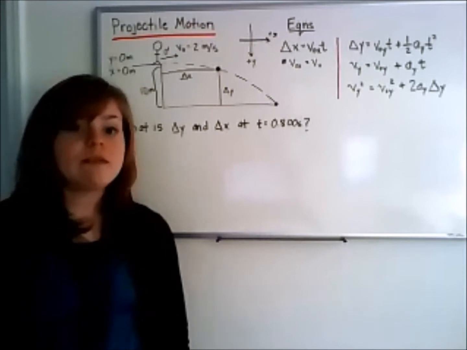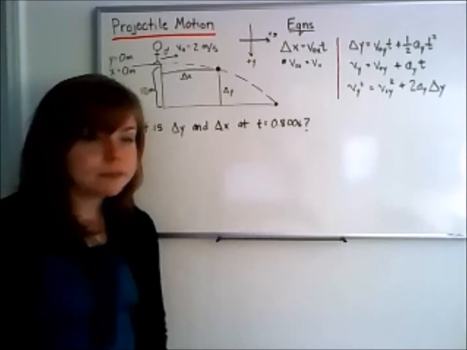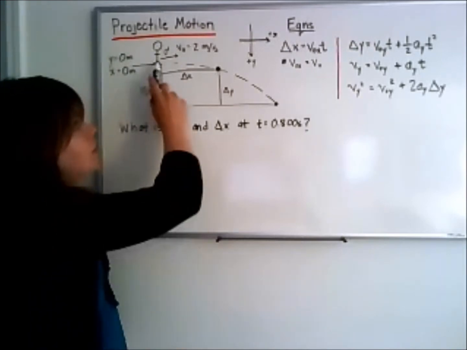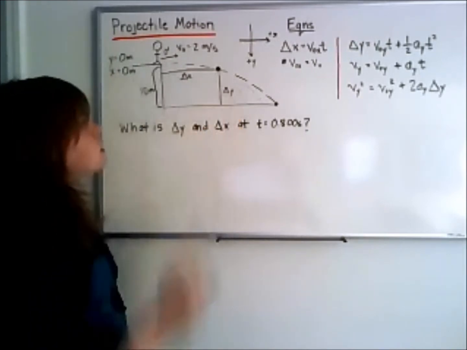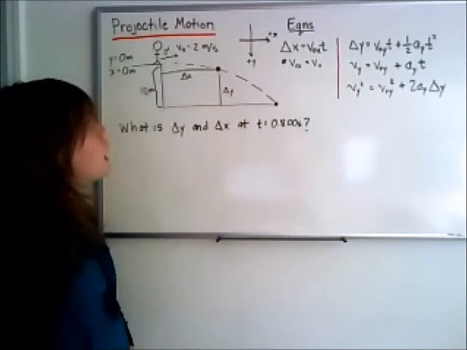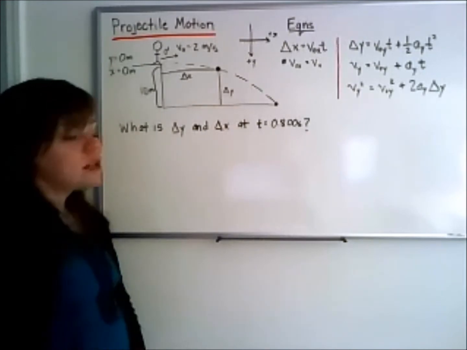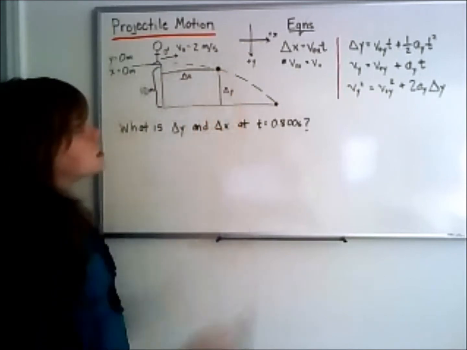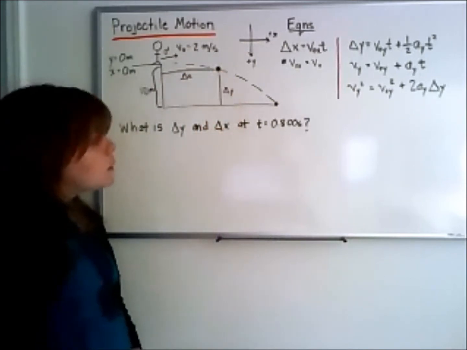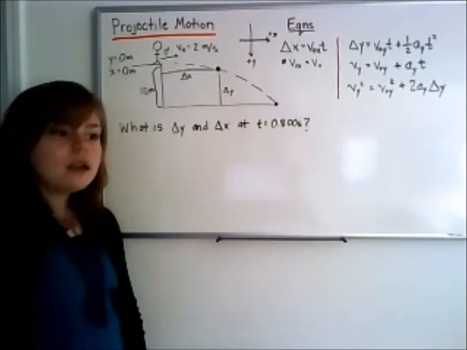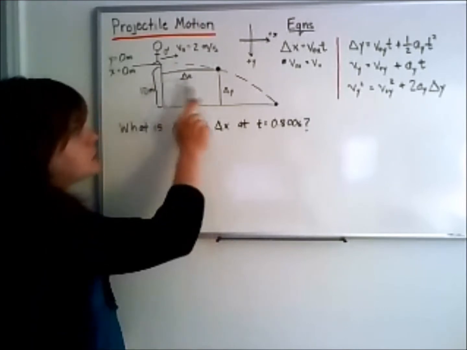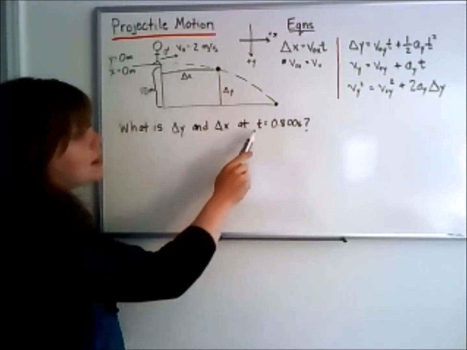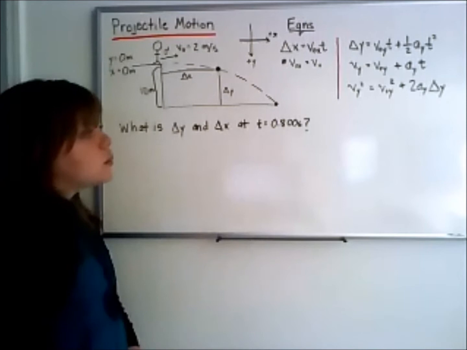So to begin, let me first explain what the problem is. In this problem that I've chosen, we have a diver that is diving off a 10-meter high cliff. His initial velocity is 2 meters per second, and he's diving off directly horizontally. What we want to know in this problem is what is his distance from the cliff horizontally and his height above the water at the time t equals 0.8 seconds.